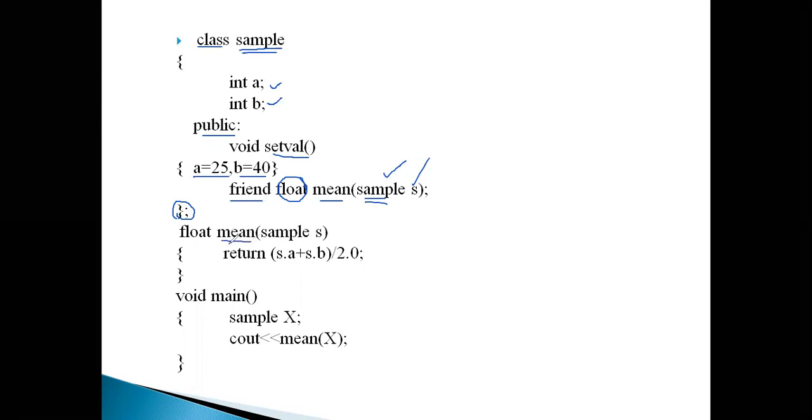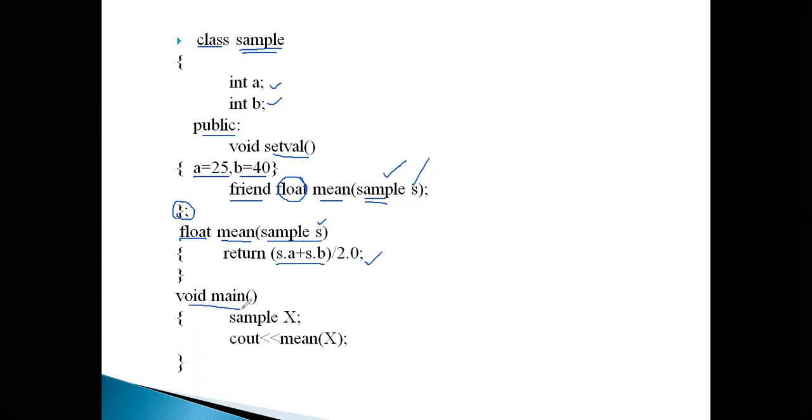Here I am going to define the friend function. Float mean, as a normal function we are defining, and the parameter is an object. When I am discussing the friend function, definitely friend functions will take objects as parameters. So here S is the object. Simply I am calculating the average. So S.A plus S.B by 2 is the averaging of two values. So 40 plus 25 by 2, that is 65 by 2, so automatically 32 point something, 32.5.